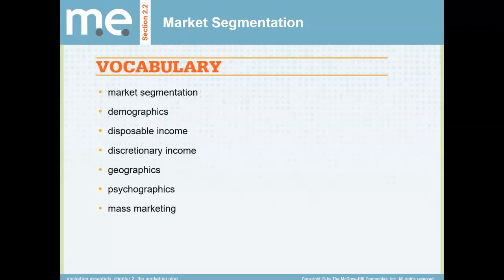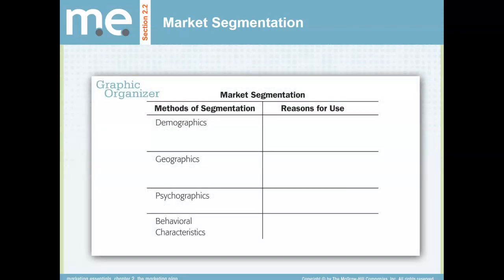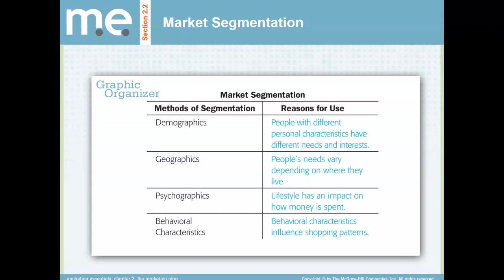So vocabulary, and as usual, we'll hit these as we go along. Market segmentations and methods of ways to segment. So we have demographics, geographics, psychographics, and behavioral characteristics. Demographics are people with different personal characteristics, needs, and interests. Geographics is exactly how it sounds. It is where someone lives. And psychographics are the lifestyle of yourself and your family, and your environment impacts the way you spend money.